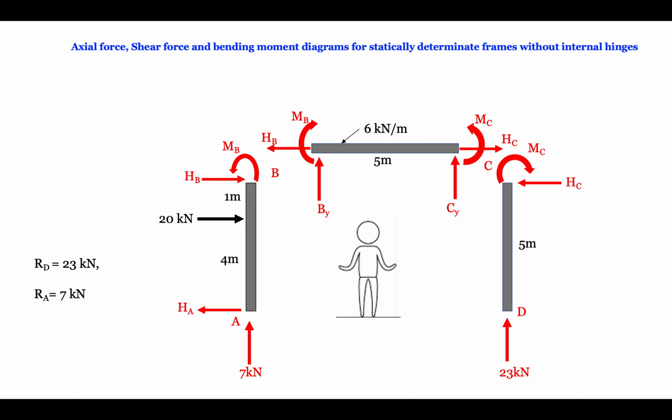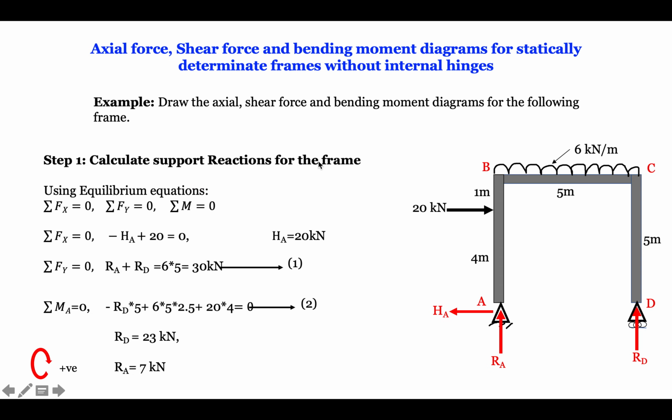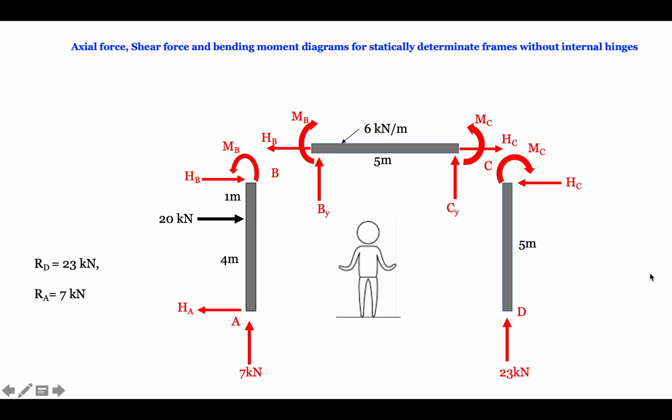Now here we need to calculate what are the internal reactions. In such a case we need to draw the free body diagram of each and every member. What is the free body diagram? It means we simply free all the members. Here our previous diagram is the actual diagram, and then we just separate all the members.